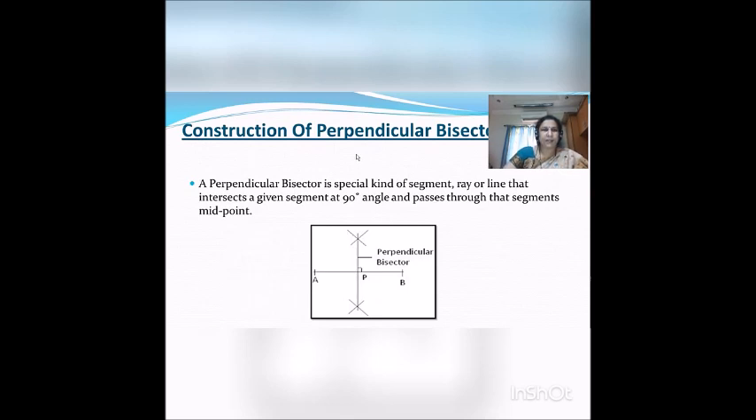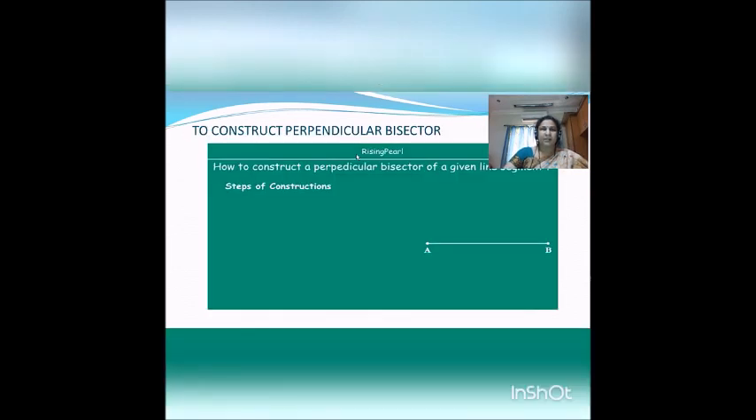What is a perpendicular bisector? It is a special type of segment which divides that segment into exactly two congruent parts, and it is perpendicular to that segment. That is the perpendicular bisector of a given segment. This is how we are going to construct a perpendicular bisector of a given line segment. This is a given line segment AB. Now we are going to construct the perpendicular bisector of this segment.